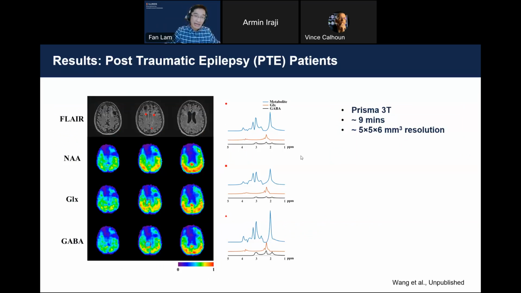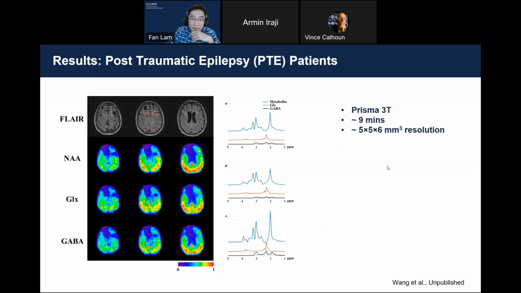We have been collaborating with our local clinical collaborators. We're also trying to translate this to some clinical population, particularly with the ability to map more molecules more reliably, not just metabolites, but also neurotransmitter components. We are looking at this population called post-traumatic epilepsy.